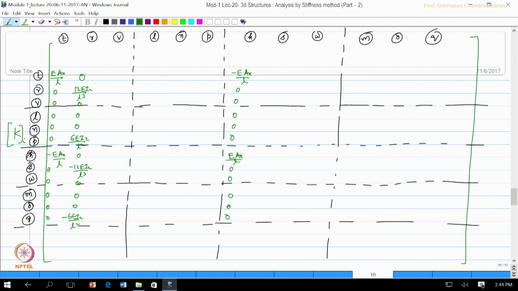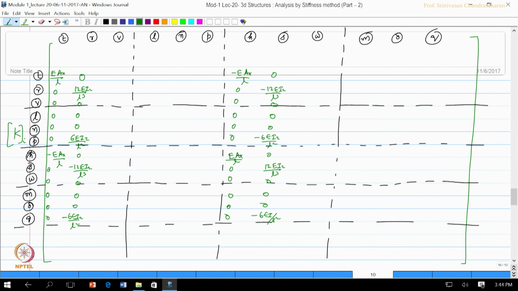Let us do this for S also. In S, you know, only along S will be positive. So, this is positive, remaining all will be negative. Remaining all are zeros. Which is convention known to us.